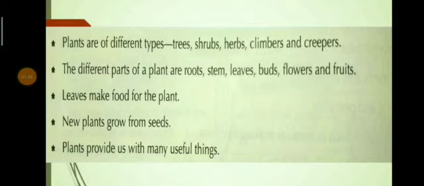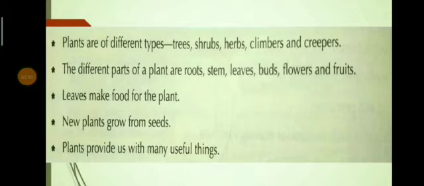Each part of a plant has its own function. Students, who makes food for the plant? Leaves make food for the plant. And the process by which leaf makes food for the plant is called photosynthesis. Students, new plants grow from seeds.